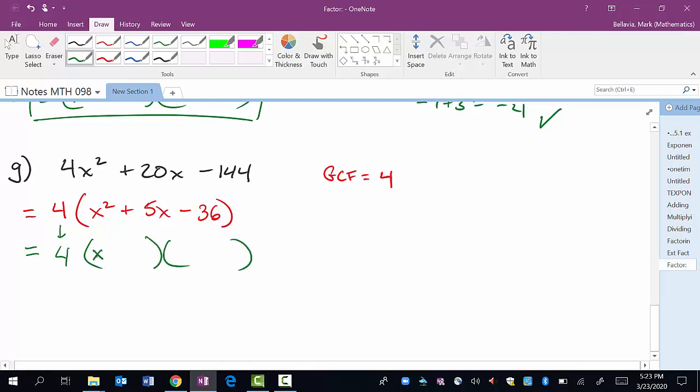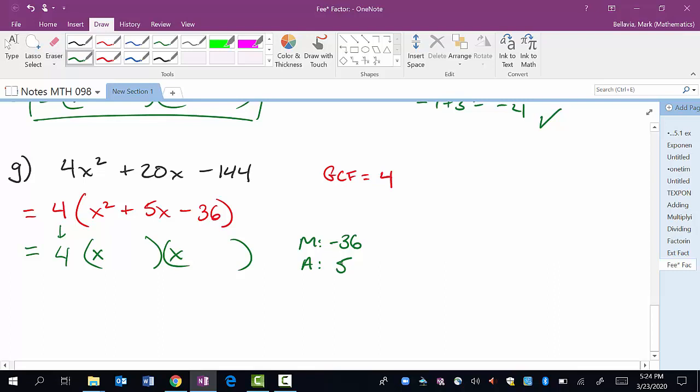X squared tells me I have x times x for my first step of FOIL. What numbers multiply to, you have to use what's in here, multiplies to a negative 36. Don't use the original. All right, and it has to also add to a positive 5. So multiplying to a negative 36 tells me that the signs are going to be opposite, because that's the only way you can multiply to a negative. Adding to a positive 5 tells me the larger one in absolute value should be the positive one.